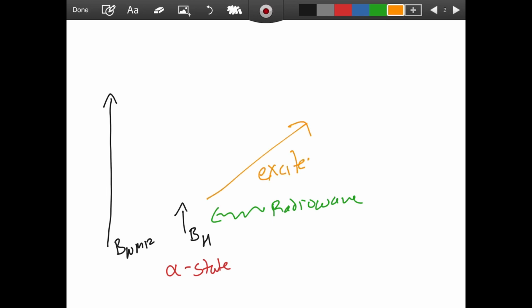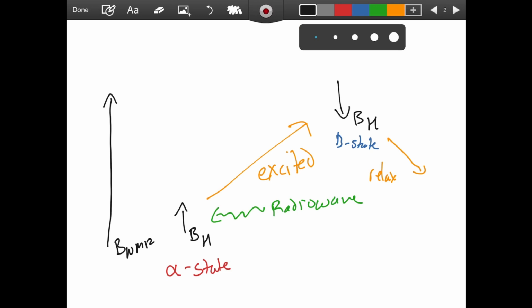They get excited to that beta state, right? So now they're in the beta state. And they don't want to stay excited in this high energy beta state. So what happens eventually is they relax and that hydrogen goes back to the alpha state.